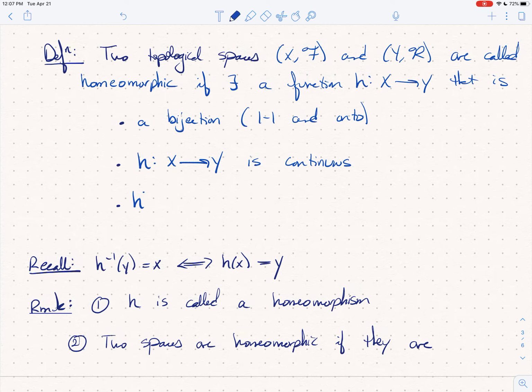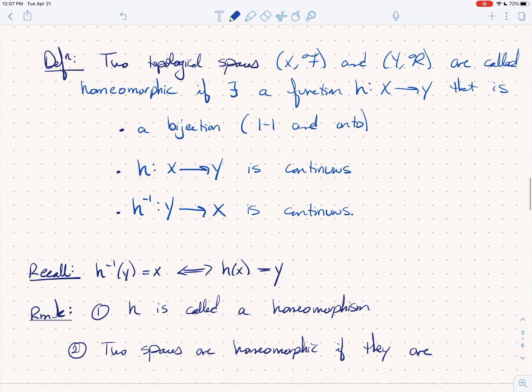And then finally, I need to assume that the inverse function, h inverse, which by the way is a function from Y to X, and just because I'm assuming h is a bijection, I know it has an inverse function. I want to assume that h inverse is also continuous. So those are the three properties that I need to have a homeomorphism. We call h a homeomorphism, which I've written in the remarks below, so I'll get to that.